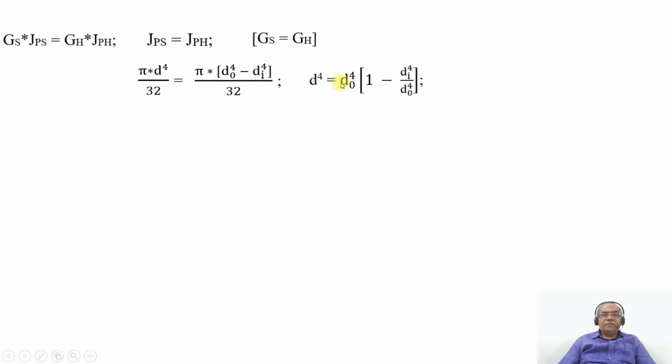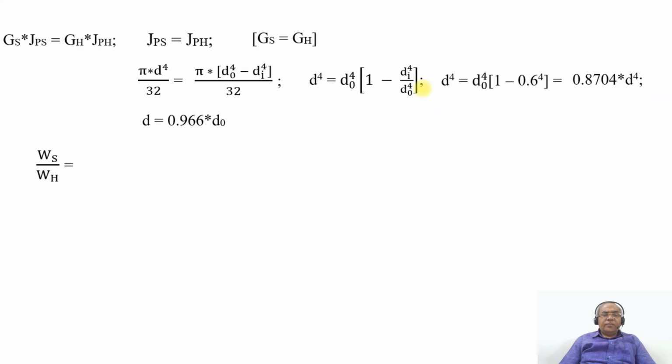So d to the power of 4 equals, taking the common factor, d naught to the power of 4 into 1 minus di by d naught whole to the power of 4. Therefore d to the power of 4 equals d naught to the power of 4 into 1 minus 0.6 to the power of 4, which is 0.8704 into d naught to the power of 4. Taking the fourth root, d equals 0.966 into d naught.